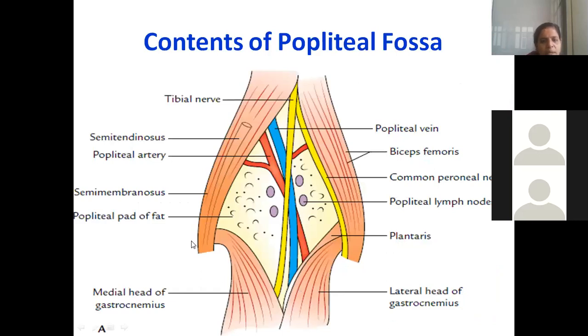Now, contents of the popliteal fossa. Which is the medial boundary here? This one, semimembranosus and semitendinosus. This is the lateral boundary. Now you can see the course, how it is coursing. This is the popliteal artery. Initially, you can see the popliteal artery is on the medial side. Now it is coming to the lateral side. Initially, the popliteal vein is lateral to the artery. Now it has become medial to the artery. Just see the relationship. And then we know this is our sciatic nerve, which is dividing into tibial and common peroneal nerves. And of course, the other things are popliteal lymph nodes, and this is popliteal fat.